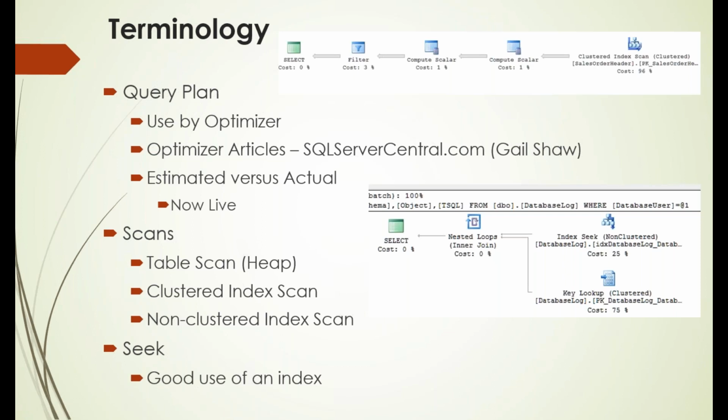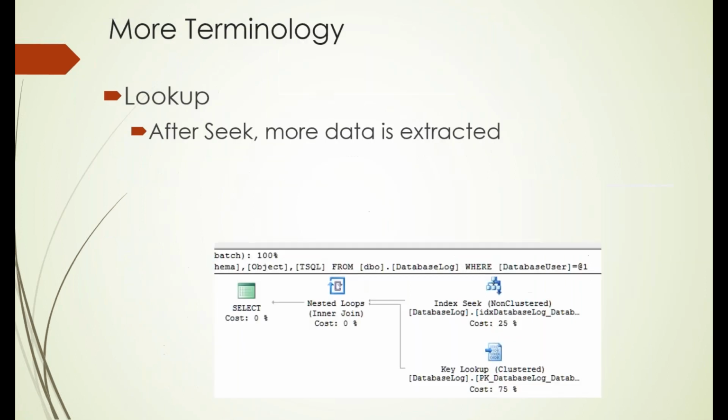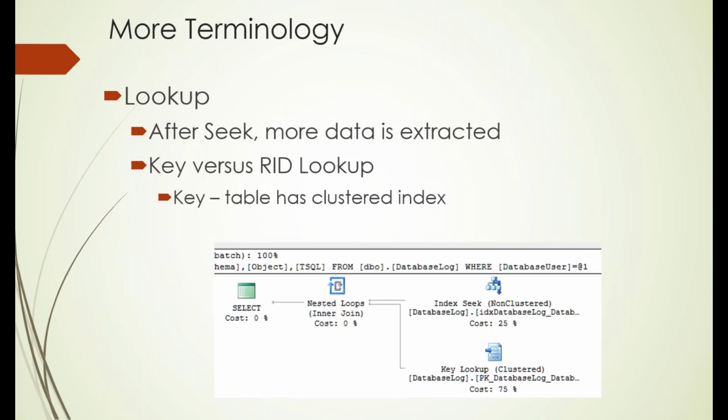Now, you might see something called a seek, and when you get a seek, it's a good use of an index. So we'll get a seek, and we might get a nested loop or not to look up more data. But if we do seek data and more data is needed to be extracted to the client, you end up with a lookup. There's two kinds of lookups. One's a key lookup and one's an RID lookup. The key lookup means the table has a clustered index. The RID lookup means there is no clustered index and the table is considered a heap.